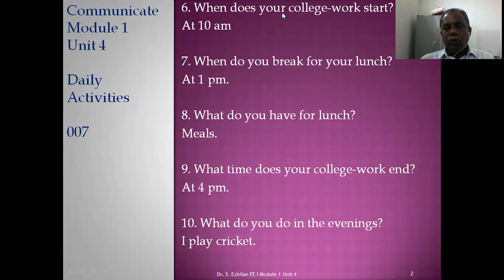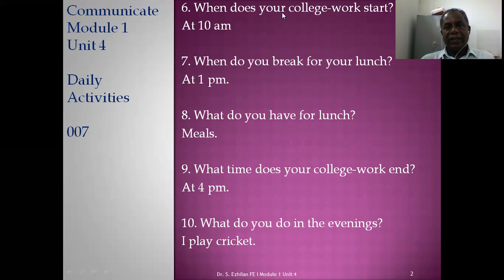Now, what do you have for lunch? Meals. If it is meals you can say. Sometimes you carry and take your lunch, chapatis or any other item or fried rice or any other item, you can make a change. Question, what do you have for lunch? Meals. What time does your college work end?